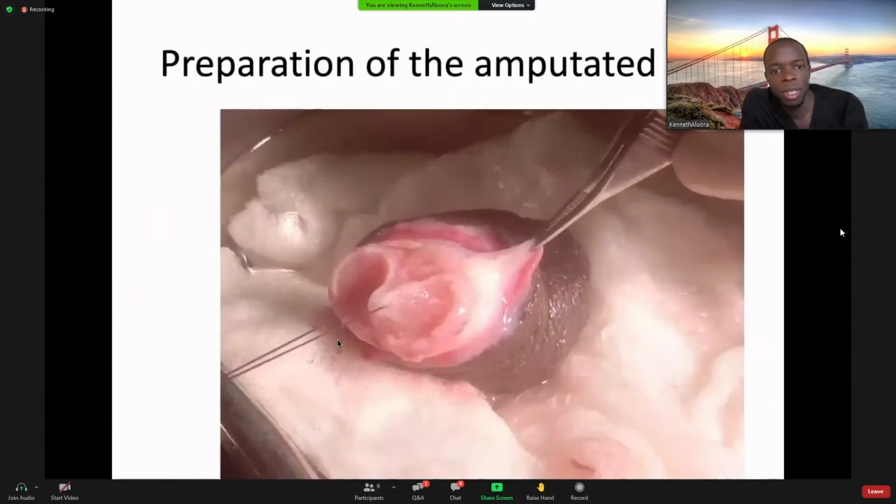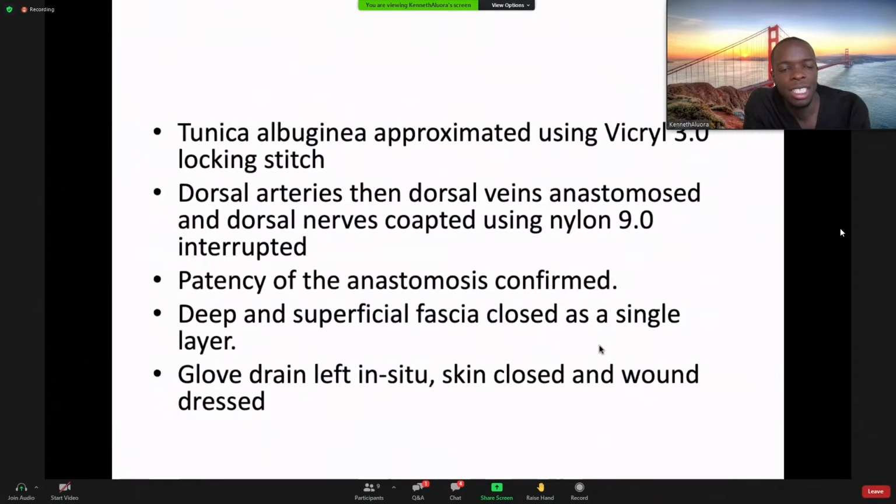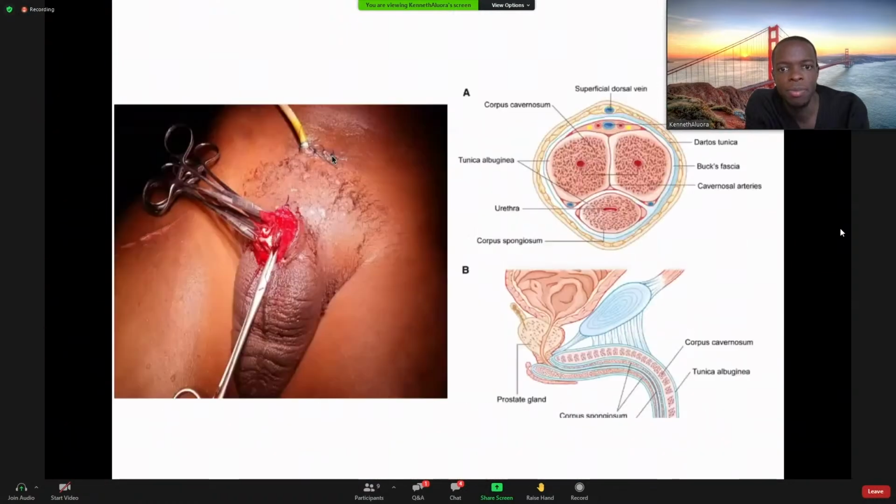But this is just a preparation. You can see the corpora and the fascia, which has been lifted. And then after the urethra was repaired, the tunica albuginea was approximated using Vicryl 3.